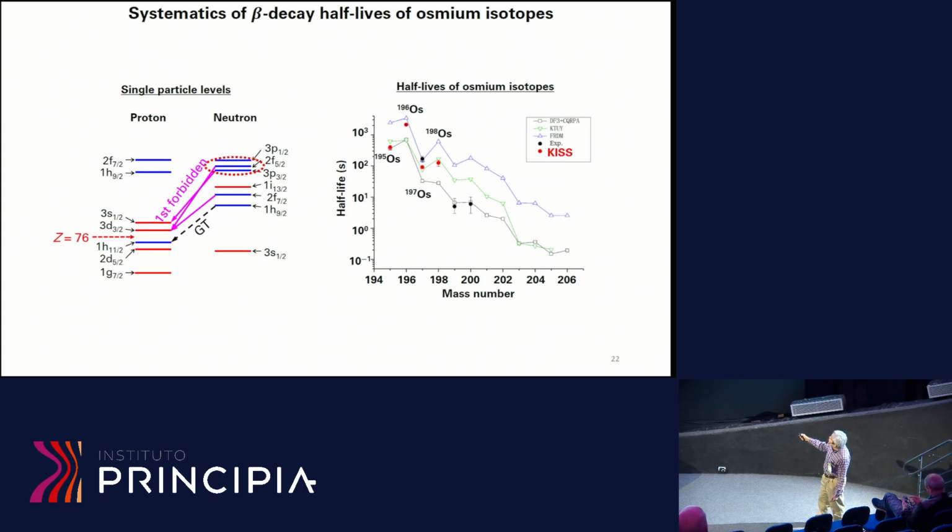This figure shows the experimental data of the half-life of osmium isotopes as a function of mass number. Red indicates the results of the KISS measurements, and the black circles indicate other experimental results. The 3 different lines indicate the predictions of different theoretical models. So no single theoretical model can reproduce all the experimental data. So I'd like to ask theoreticians to improve the theoretical models to consistently reproduce all half-lives by one model.